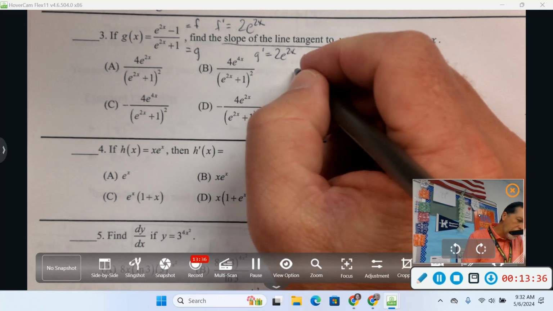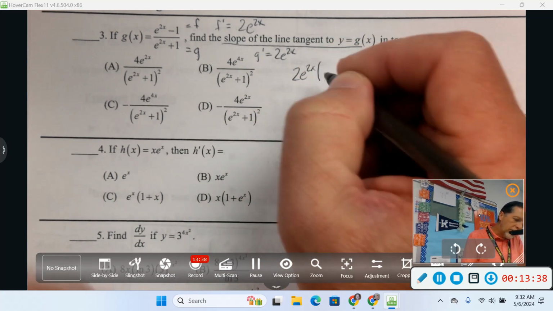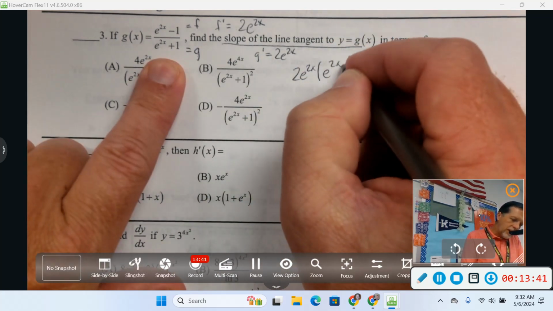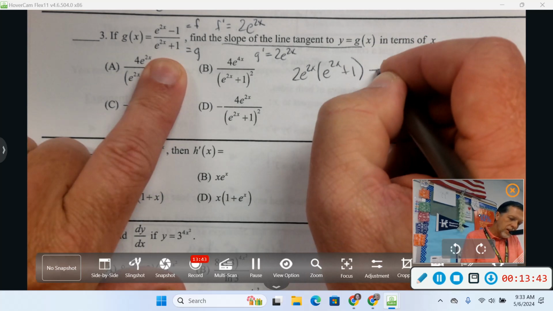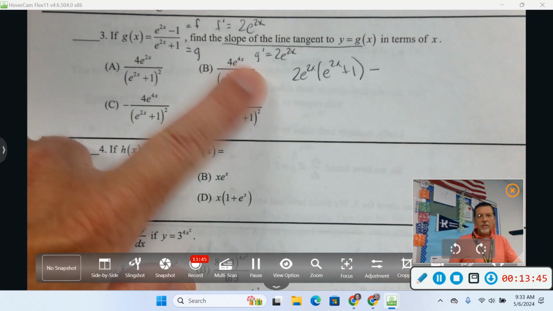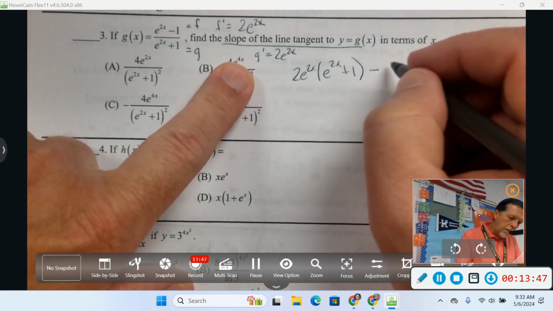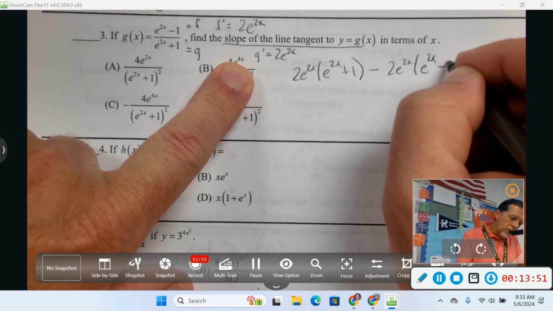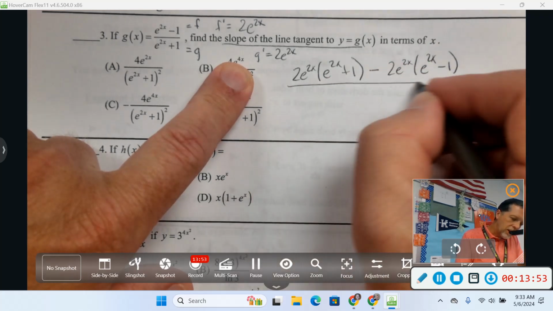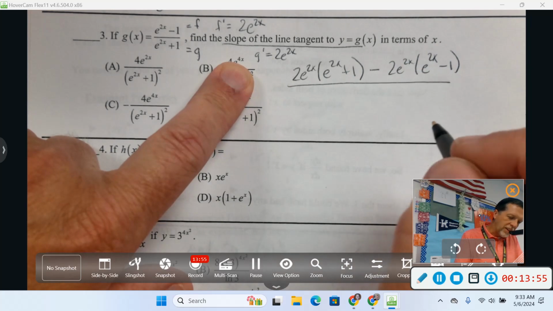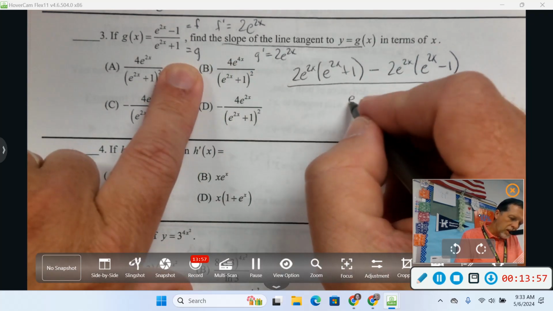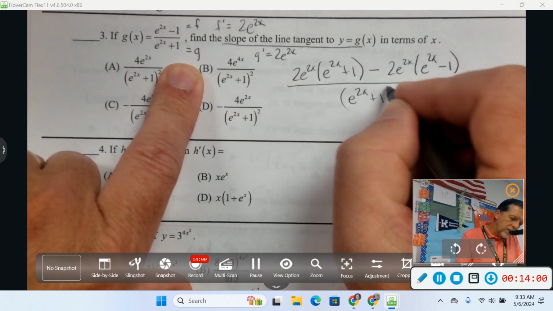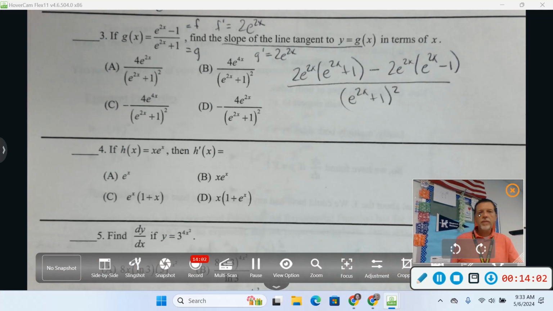So gf prime would be 2e to the 2x, e to the 2x plus 1, minus the other way around, fg prime, 2e to the 2x, e to the 2x minus 1. Looks like there's things that would simplify in there. All over e to the 2x plus 1 squared. All right, they've all got the same denominator, so I'm good there.